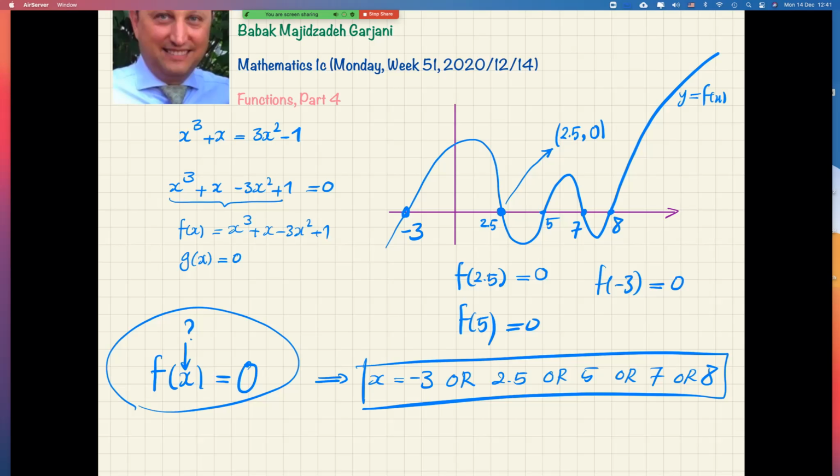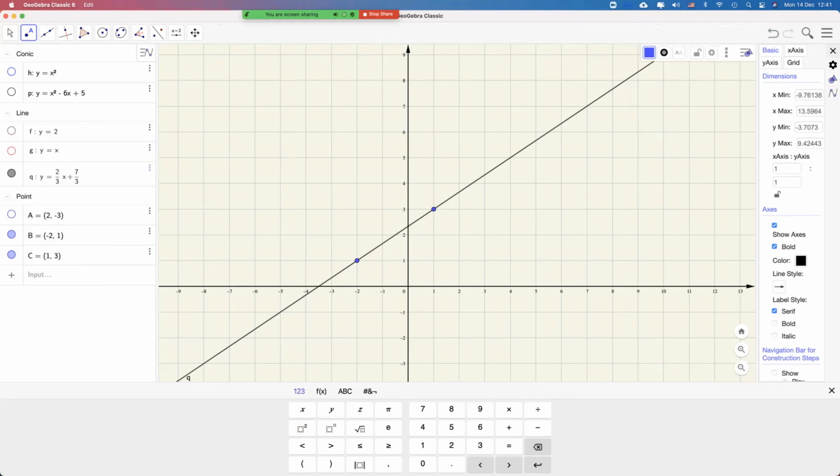Questions? Okay, let me just do this one. Let me write it here so that I don't make a mistake. The function is x cubed plus x minus 3x squared plus 1. Let us see this in practice. We go to GeoGebra. Let me get rid of all these.